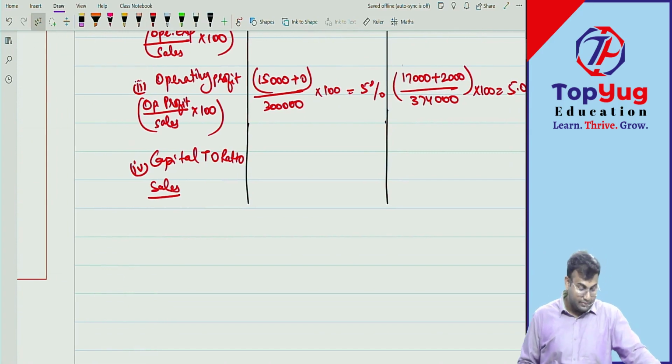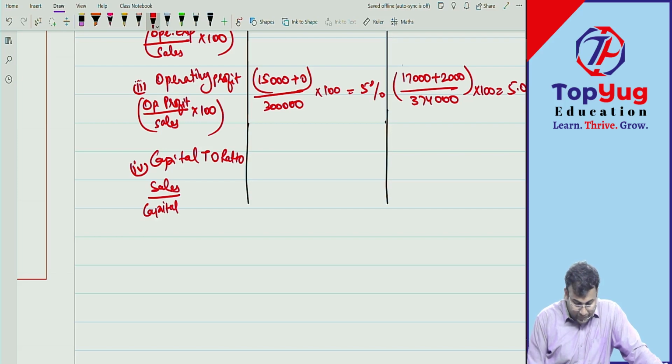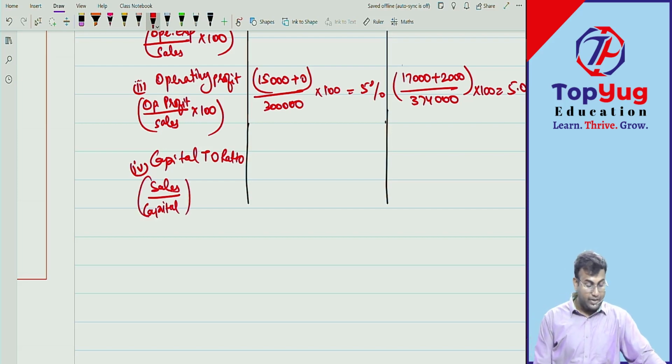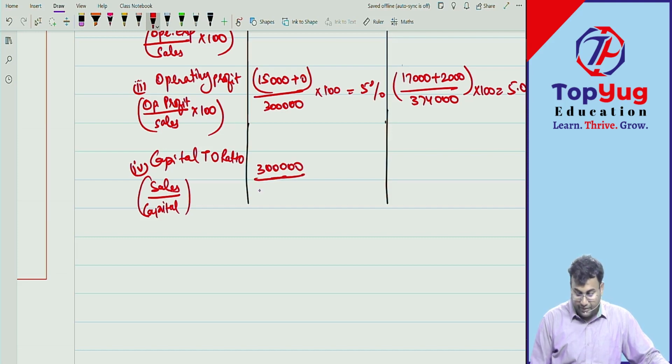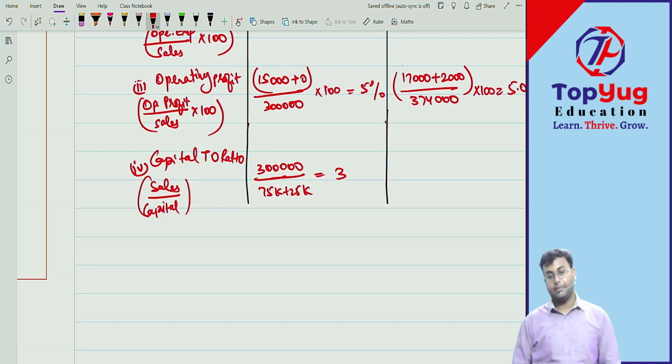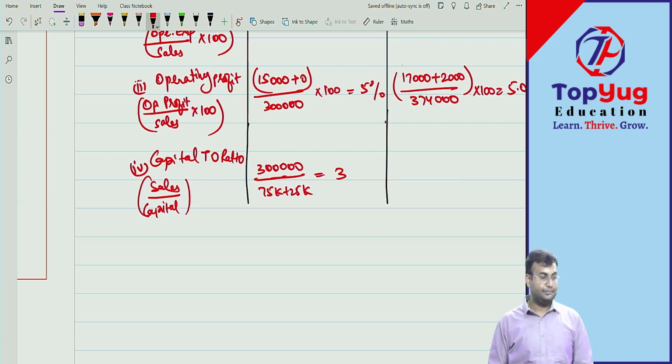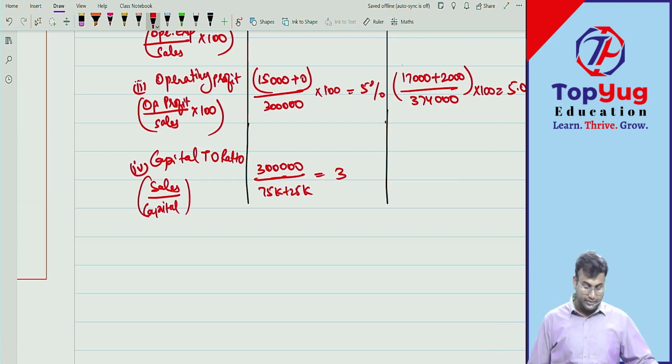So please tell me, sir, what should be the ratio here? Sales by capital. That capital includes equity, right? Do I have to multiply into 100? Not required. So that would be how much, sir? 3 lakh, that is turnover, divided by 75k plus 25k is equal to 3. Right?